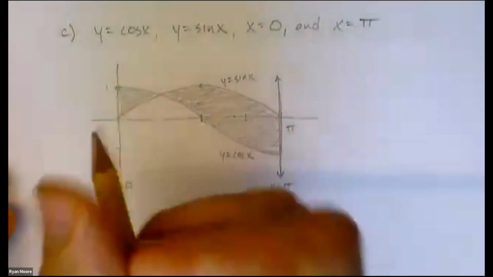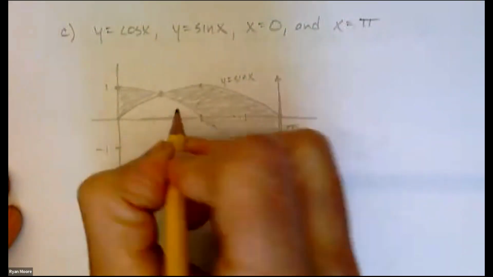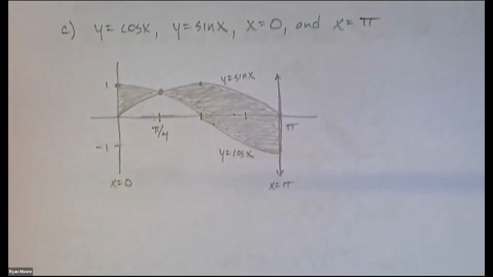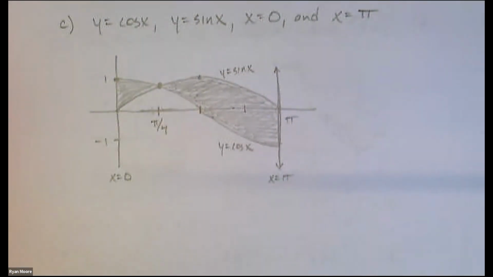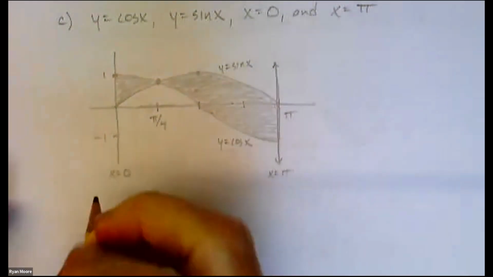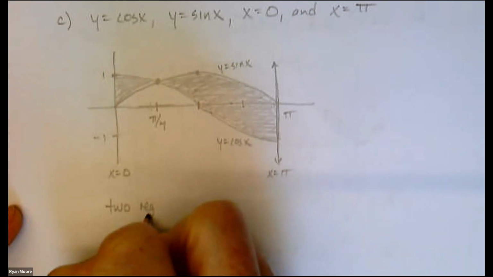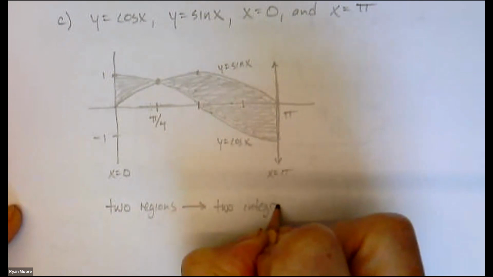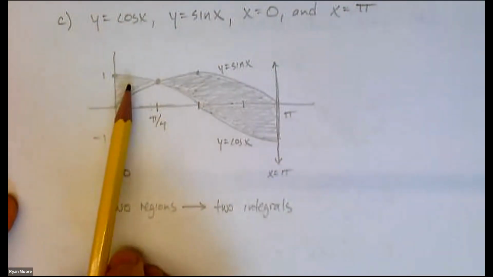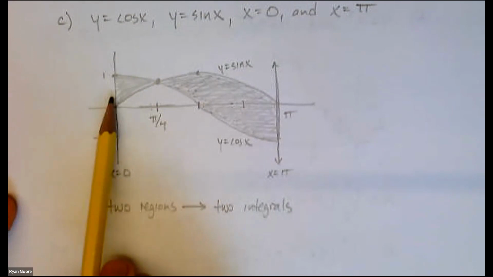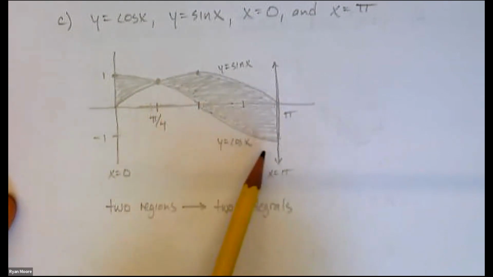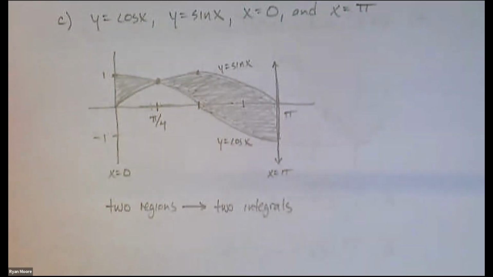Okay. Then our next question is, well, where do they cross? And it turns out that's at pi over 4. I had to adjust my line there a little bit. So how are we going to do this? If we've got two regions, we're going to need two integrals. The first integral is when cosine is on top, sine is on bottom. The second integral is when sine is on top, cosine is on bottom. There's no way to do that as a single integral since they cross each other.